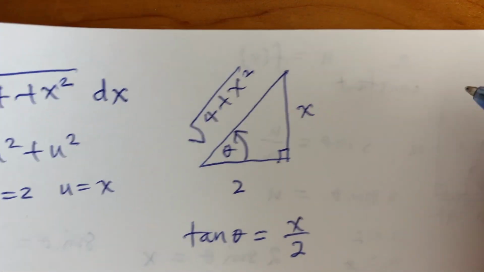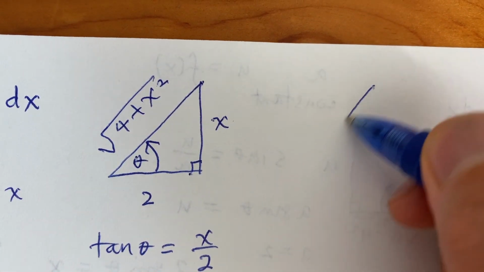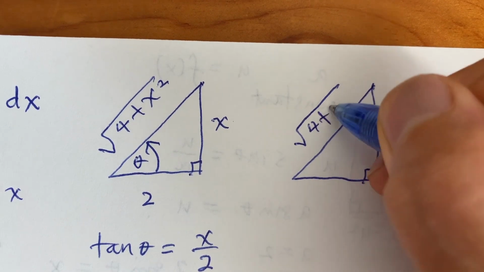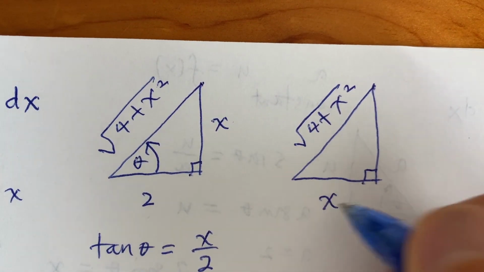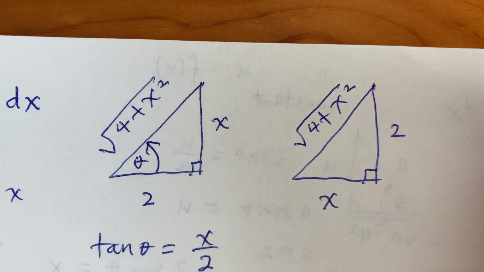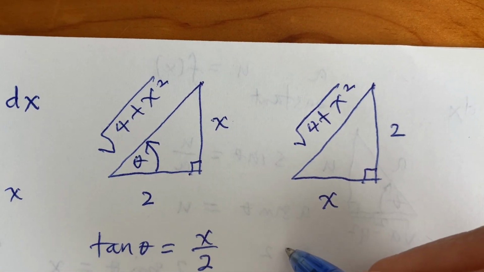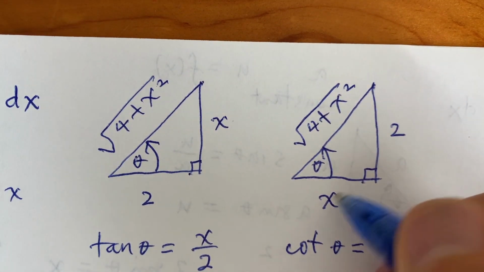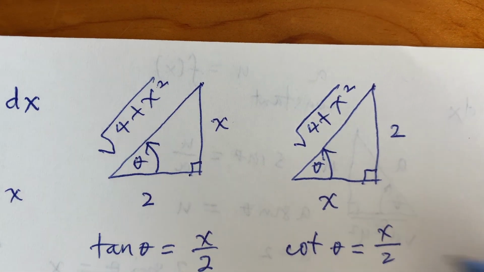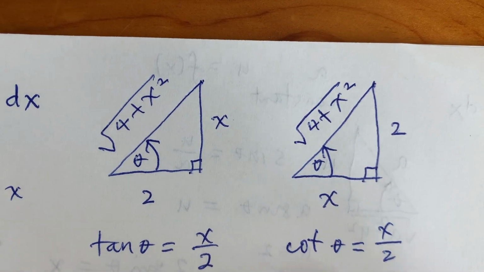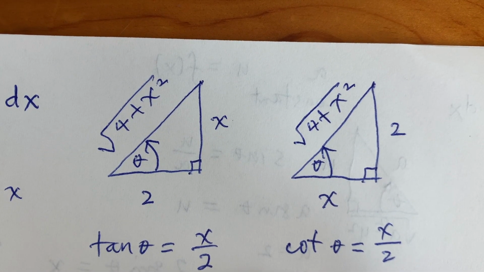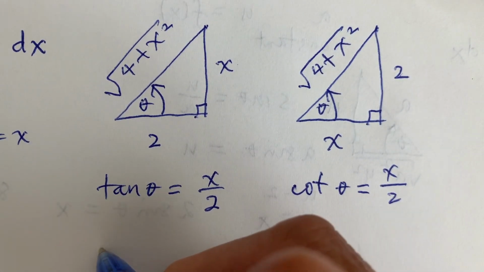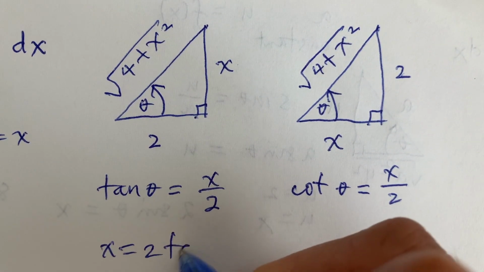But if I drew my triangle like so, this is the same, 4 plus x squared, but you put here x instead of 2, and you put 2 here, then I will be using cotangent. This is my theta, adjacent over hypotenuse. Now, you can use either way, and both of them will give you the same answer, but let's just stick to tangent, okay? This means we can rewrite x as 2 tangent theta.